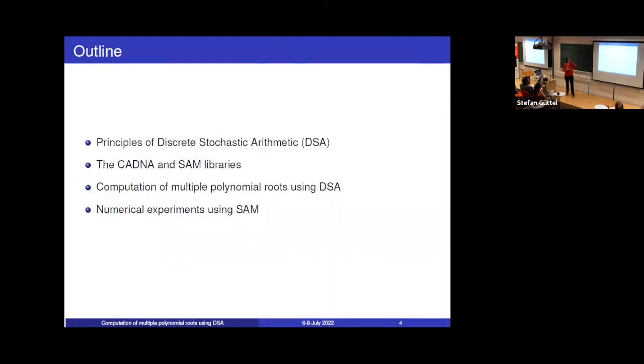So first, I'm going to briefly describe the principles of this discrete stochastic arithmetic. Then I will present the CADNA and the SAM library that implement it. I will show how it can be used to compute multiple polynomial roots. And then I will finish with numerical experiments carried out using the SAM library.